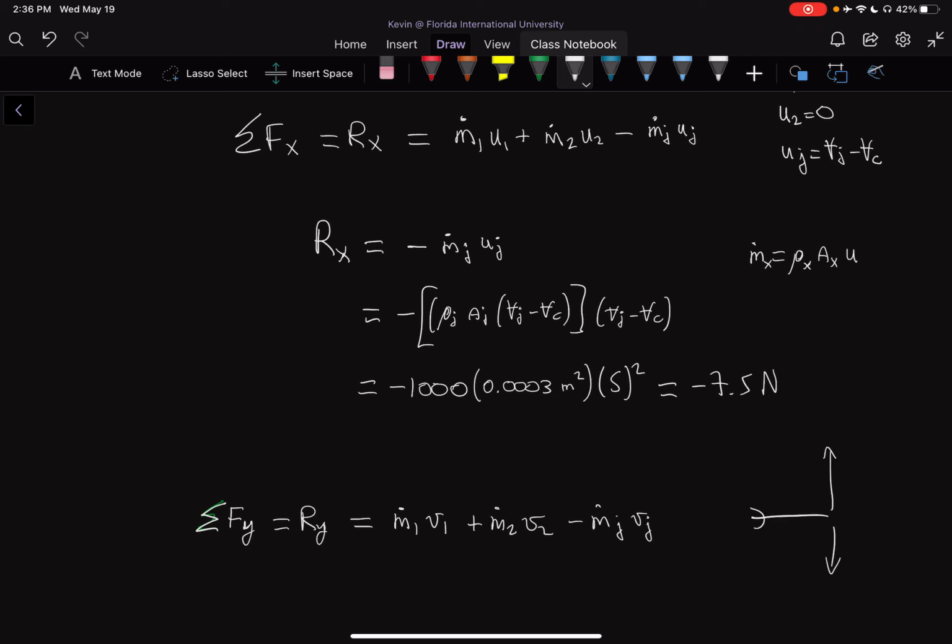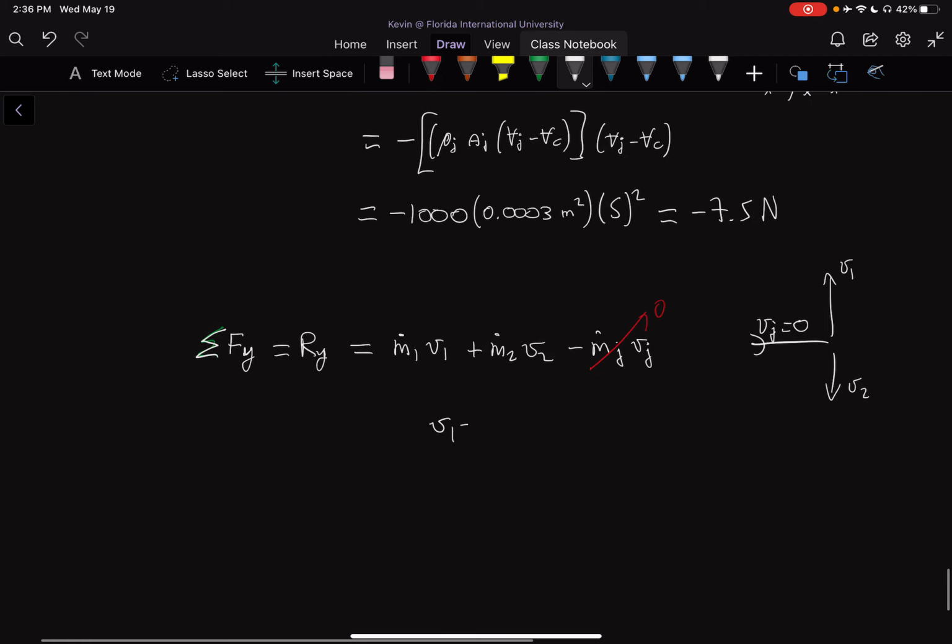Okay, so we have flow coming in, which is vj, and then we have v1 and v2. We know that we have no component of vj in the y direction, so vj is equal to 0. So this term goes to 0 because there's no component of the jet in the y direction. So we're left with v1, which is going to be equal to velocity 1. And v2 is going to be equal to minus velocity 2.